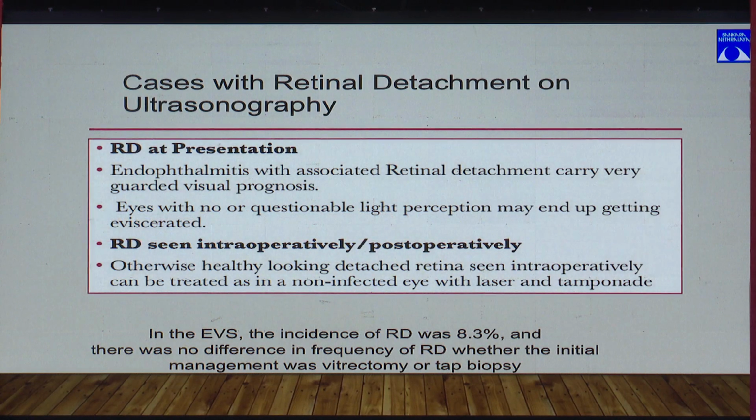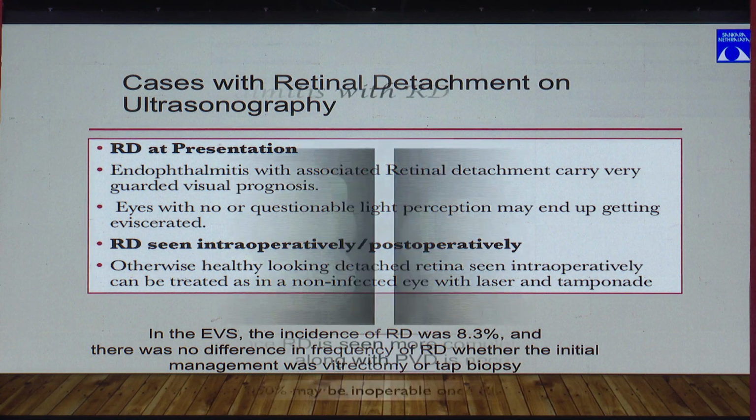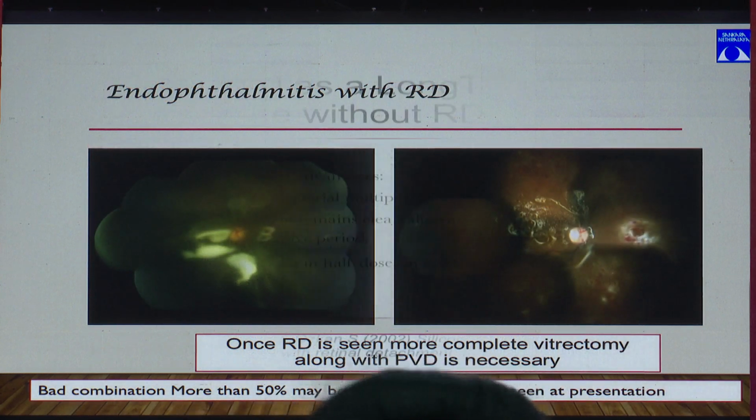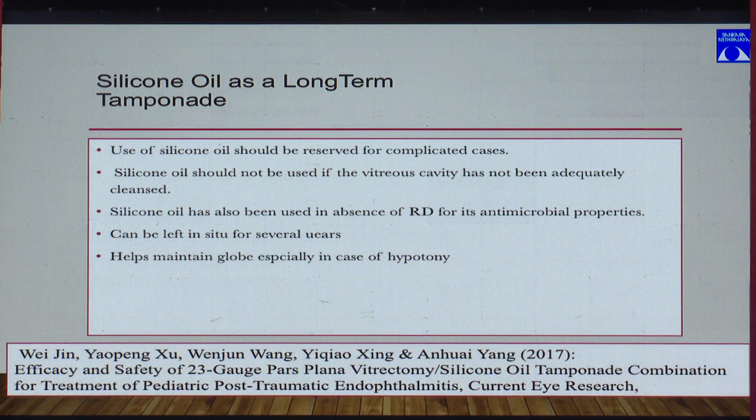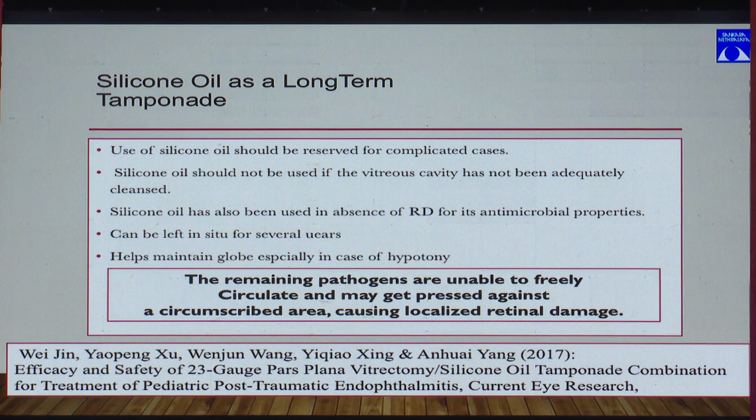post-operative endophthalmitis. Silicone oil is used not only when there is retinal detachment, but people have used it even in the presence of no RD just to contain the infection. You can do it because it's an inert medium, it does not allow the growth of organism, but things to remember is that the remaining pathogens, they can really multiply in the small amount of fluid which is still present next to the retina and cause increasing problems.